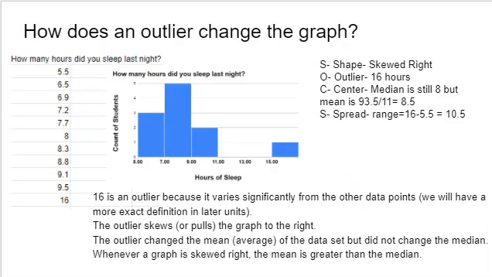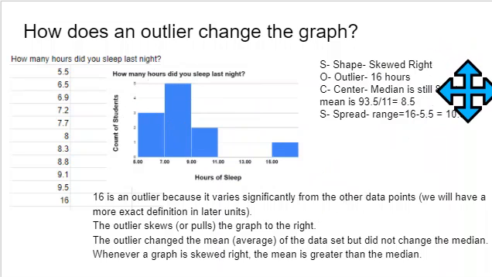How would an outlier change the graph? So let's take a look at this data set. The last person, instead of getting 10.5 hours of sleep, got 16 hours of sleep last night. So you can see how the outlier is all the way over here, away from the rest of the graph. Now we say that the shape is skewed right, which means the graph has been pulled to the right. The outlier is 16 hours.